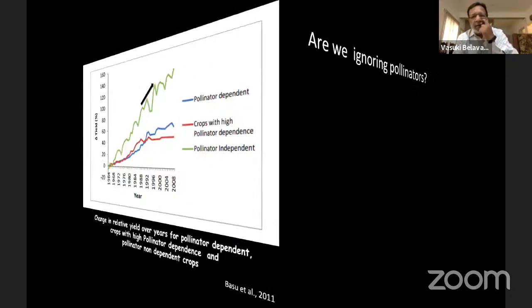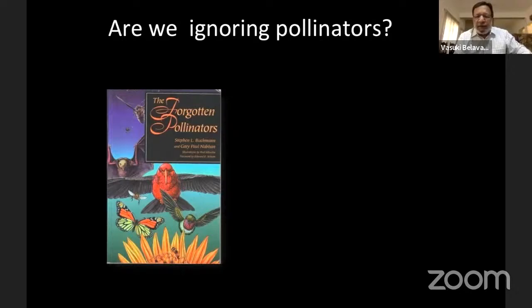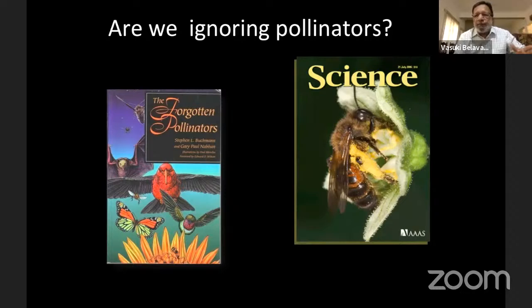So coming back to the question of whether we are ignoring pollinators, there was a very interesting book published in 1996 by Buchmann and Nabhan, The Forgotten Pollinators, which in fact opened the eyes of many scientists and also the policymakers about the importance of pollinators. And I think all of you should read this book. It is a very, very interesting book. And again, in the early 2000s, there was a special issue in Science on the pollinators. So these are the important publications which gave a lot of force for the study on pollinators.